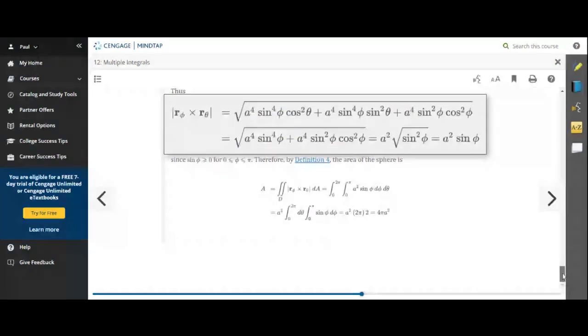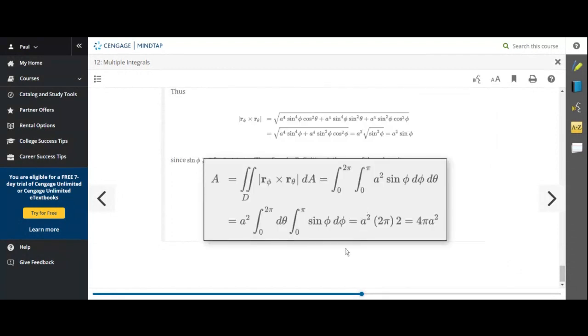All right. And so now we're ready to compute our double integral. Of course, we know the limits for our parameters. And in this case, we can actually write that double integral as the product of two integrals. And it turns out that we're going to get 4 times pi times a squared. So the surface area of a sphere with radius a is 4 times pi times a squared.